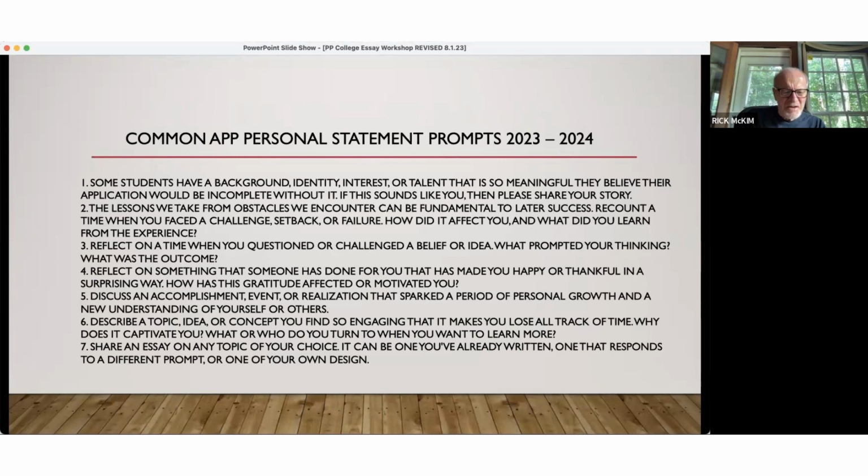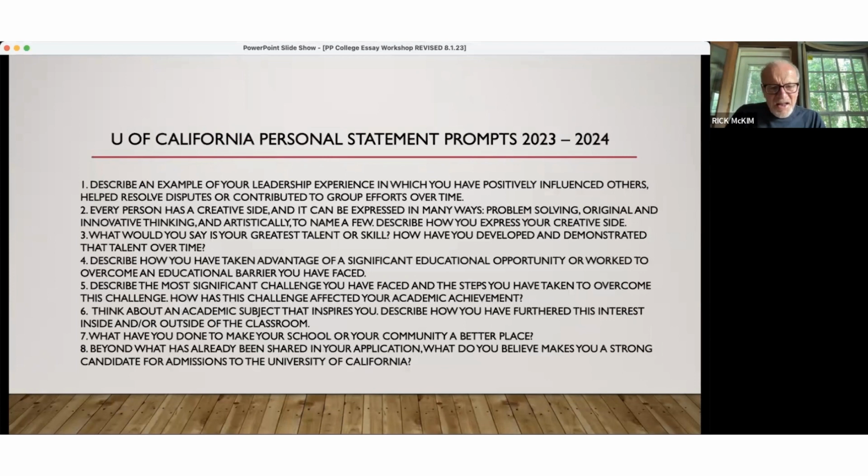And if you have to tweak your essay a bit because you wrote the essay first, that's okay. But I'd stay away from 7 because it's kind of an invitation to be unfocused and too cliche-ridden. Pick a topic that has some substance to it. And then the California personal statement prompts are noticeably more specific, I'd say. Number 1, describe an example of your leadership experience in which you positively influenced or helped resolve disputes or contributed to group efforts over time. That's fairly specific.